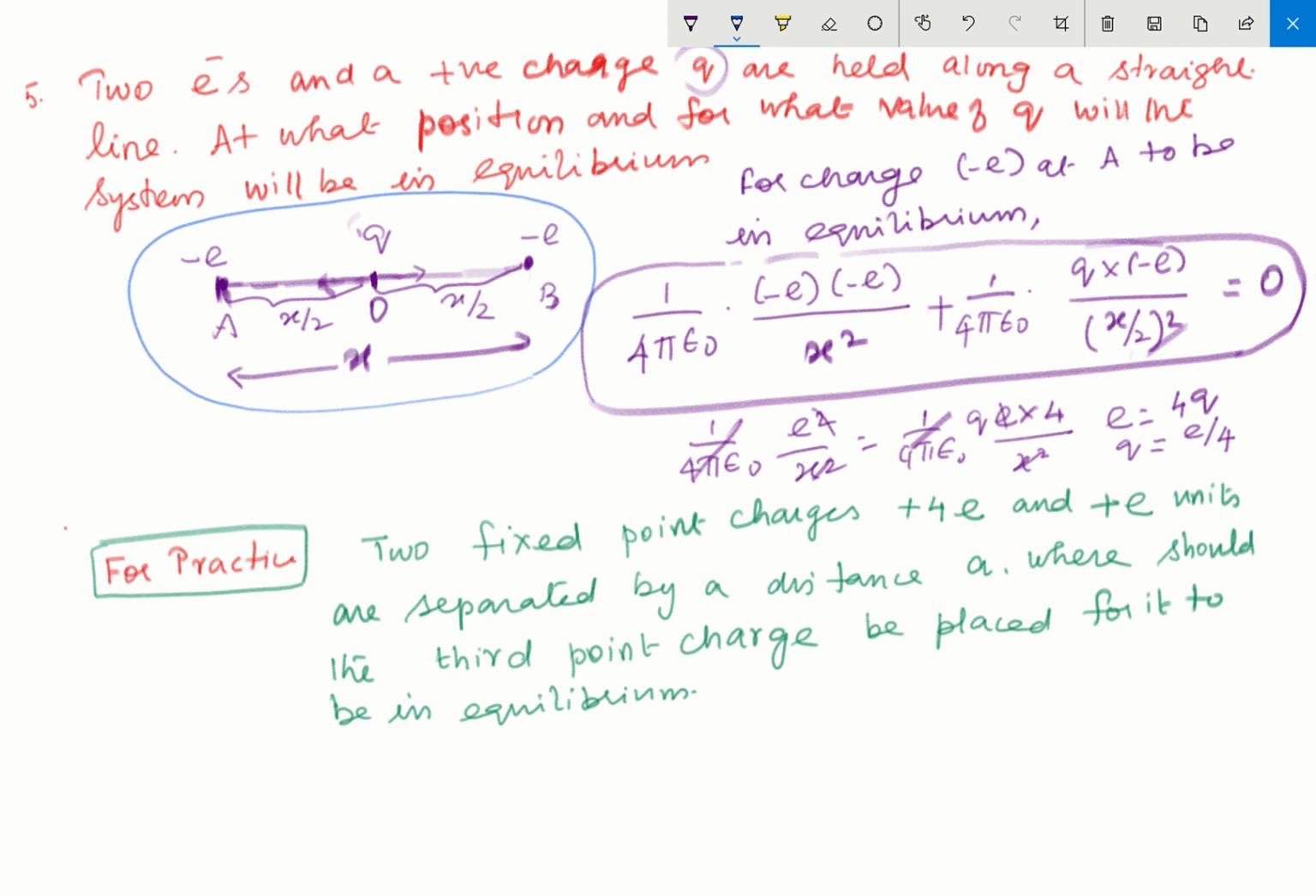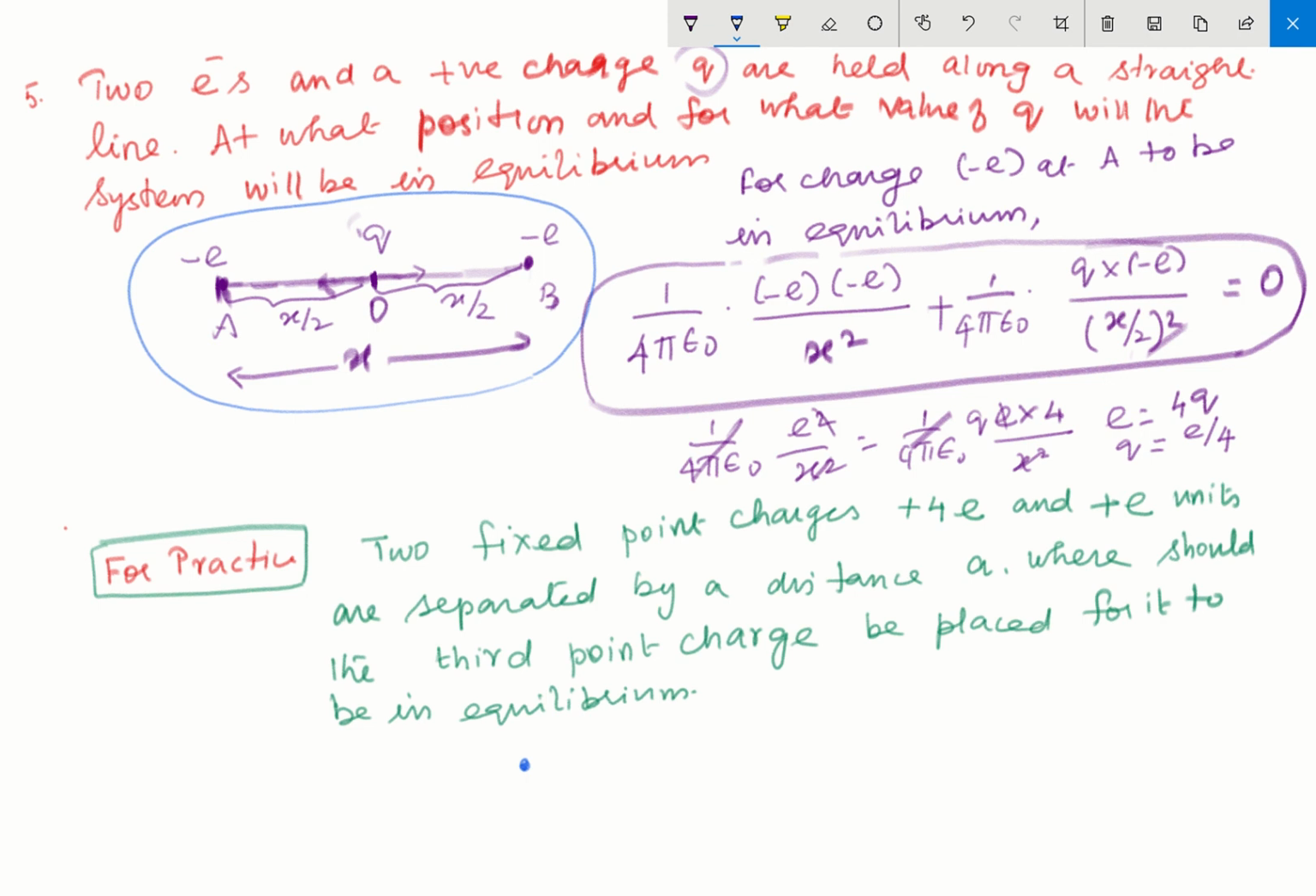Two fixed point charges plus 4E and plus E units are separated by a distance A. Where should the third point charge be placed for it to be in equilibrium? Therefore, that charge has to be in equilibrium. Third charge has to be in equilibrium. It is not the system. So, how to do here? I will give you some hint.